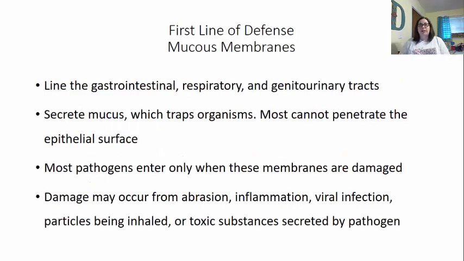The mucous membranes line any kind of natural opening to your body, so they line your gastrointestinal tract. They're also part of your respiratory system and your genitourinary tracts. These secrete mucus, and this mucus helps trap organisms. Most cannot penetrate the epithelial surface due to this mucus. Most pathogens enter only when the membranes are damaged. Just like we saw with the skin, if they're damaged in some way that offers an opening, this will allow the invader to potentially get in.